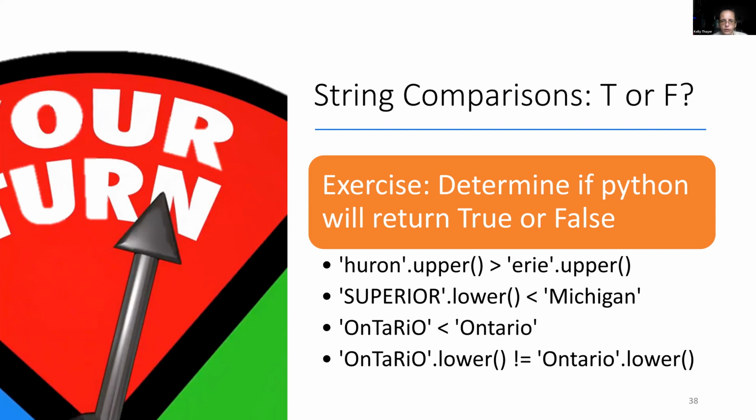So true or false, determine if Python will return true or false. So if we do Huron.upper is greater than Erie.upper, Superior.lower is less than Michigan, Ontario in camel case is less than Ontario, and Ontario.lower is not equal to Ontario.lower. We call this camel case because you see capitals and lowercase, and it kind of goes up and down. So why don't you pause the video and take a few moments to see what you think the answers are, and we will reconvene in a moment.